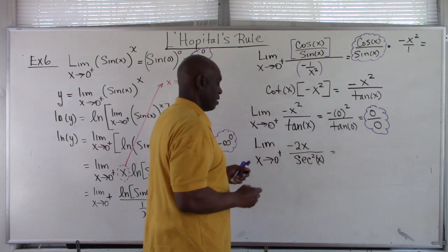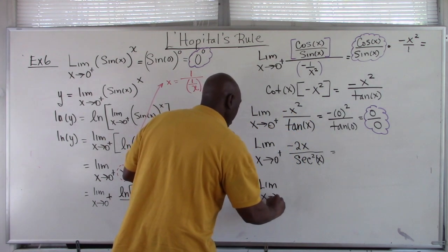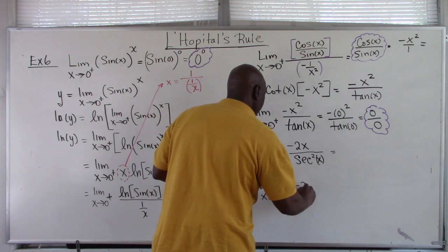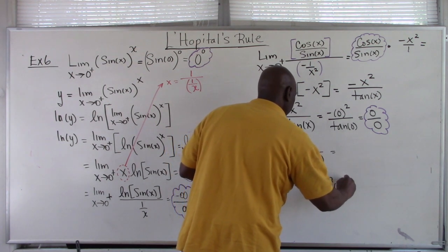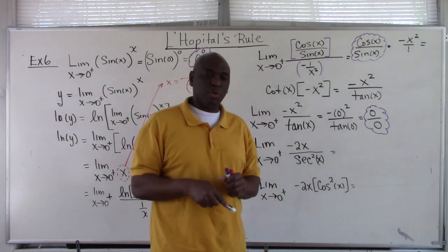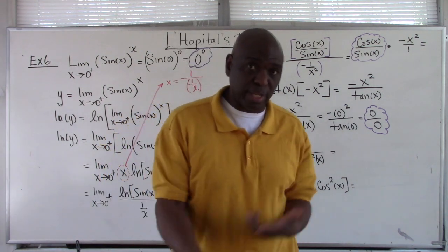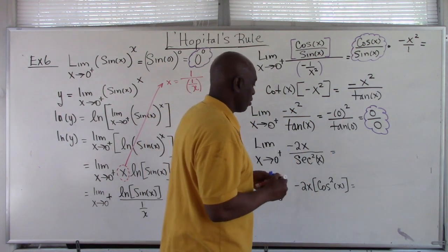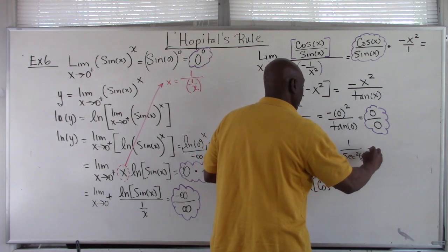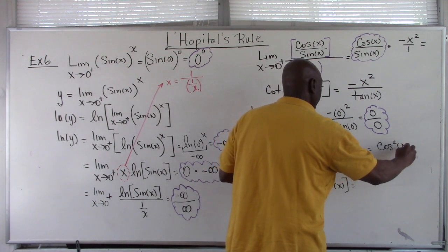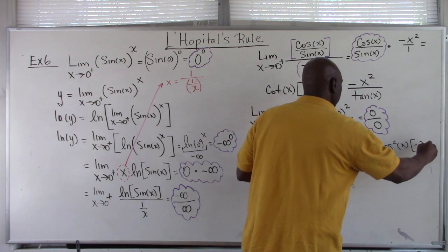Which equals the limit as x approaches 0 from the right of negative 2x times cosine squared of x. Because you have to recall those reciprocal identities, that secant squared x is the same as 1 divided by cosine squared x. They're reciprocals. So I'm going to rewrite 1 over secant squared x as simply cosine squared x. And of course, there is a negative 2x here, and this is also times negative 2x.